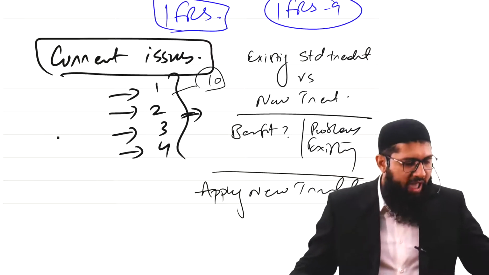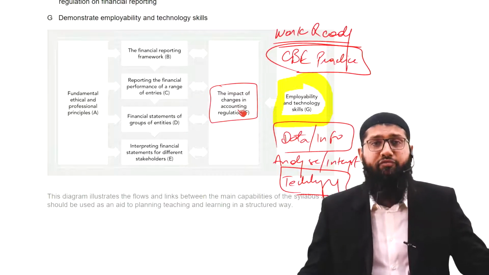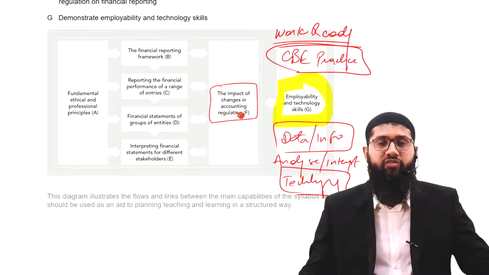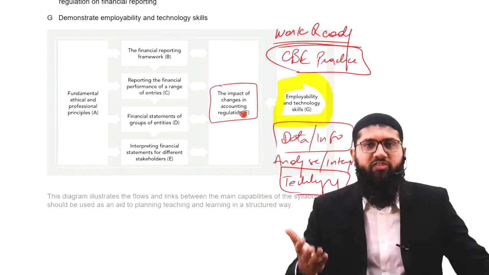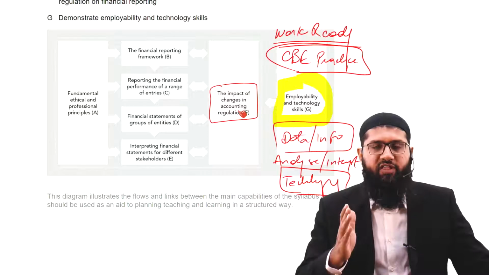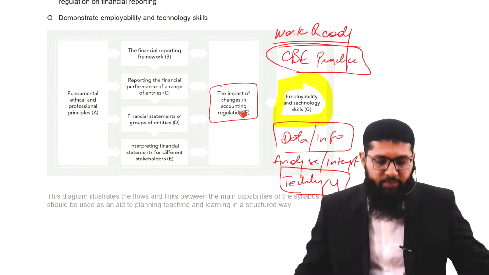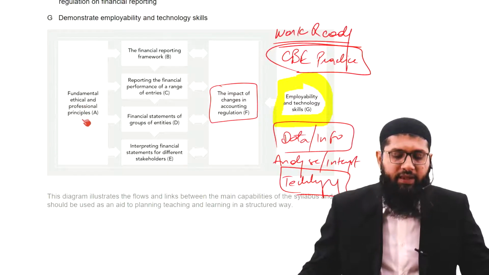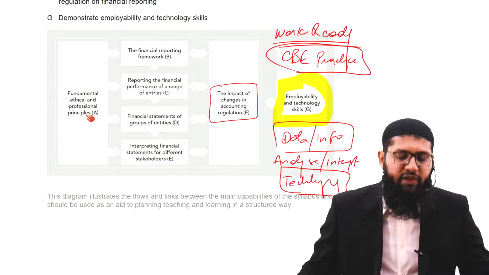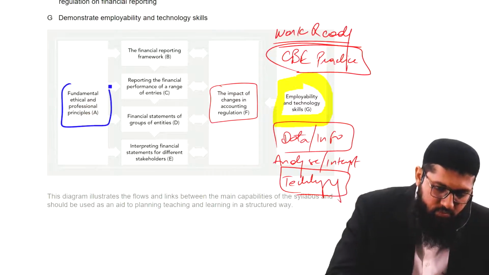Now, what I was trying to tell you is that there is this thing which is the impact of changes in accounting regulation. What is it? Impact of changes in accounting regulation. That is, there is a change in the accounting regulation. How exactly are you going to be dealing with that change? That is something that you should understand. Okay, the next thing is about the fundamental, ethical and professional principles, a very important aspect.